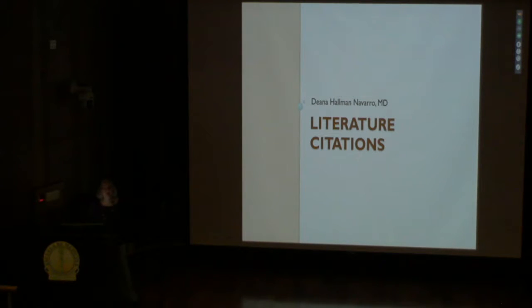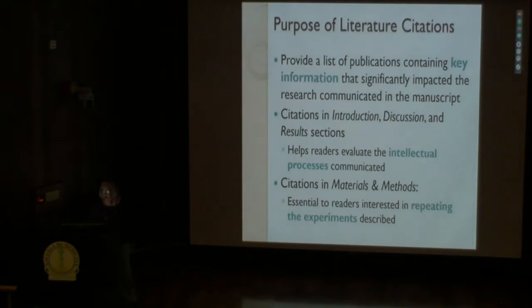Okay, so this is just a brief review. Actually, it's pretty technical, and you can always refer somewhere to make sure that you've done it right. But it's really easy to do. Introduction, with the literature citation, is another technical aspect that you want to make sure you do right. You're providing a list of publications that contain key information that really impacted the research that you're communicating in the manuscript. So those citations in the introduction, discussion, and results are really saying that they will help the readers evaluate the intellectual processes. Those citations in materials and methods will actually be very important for the readers if they're interested in repeating the experiment. So use them wisely.